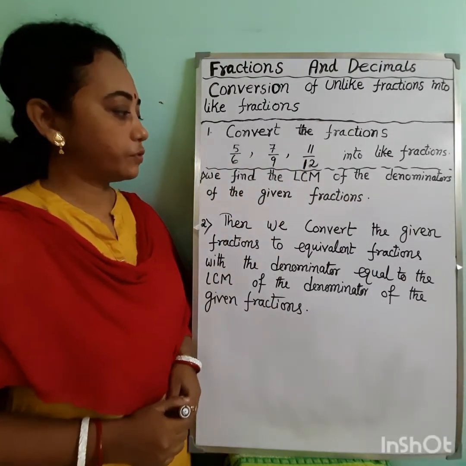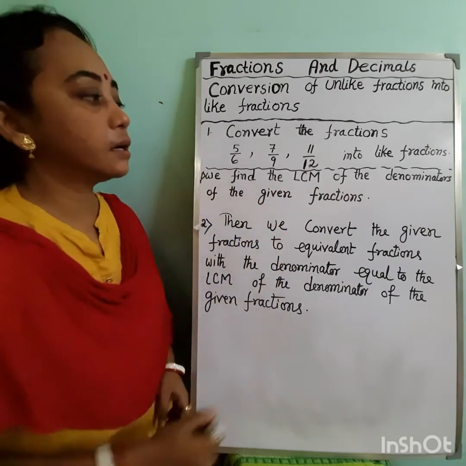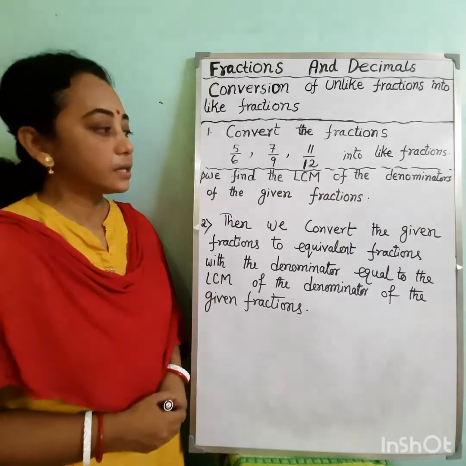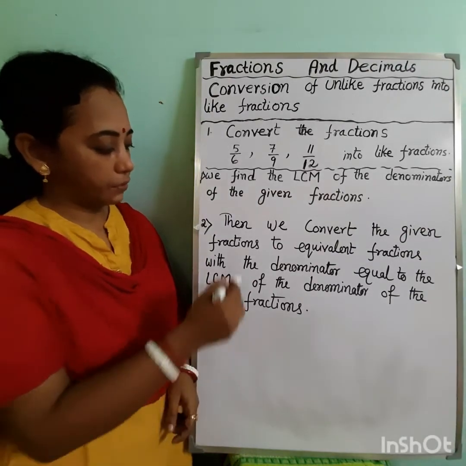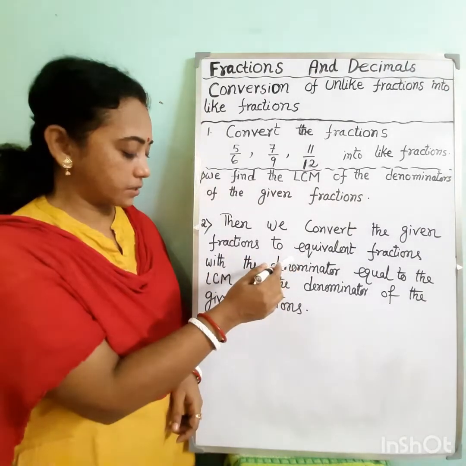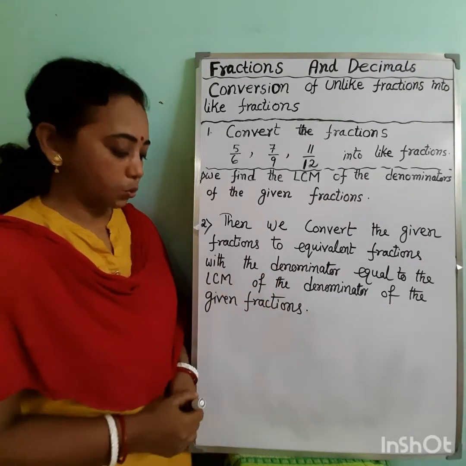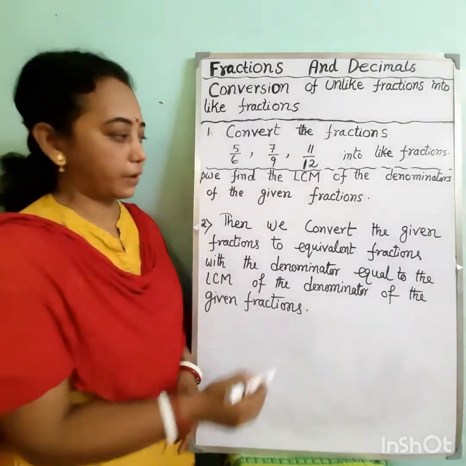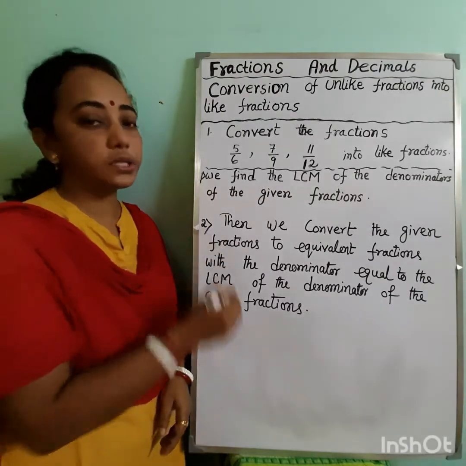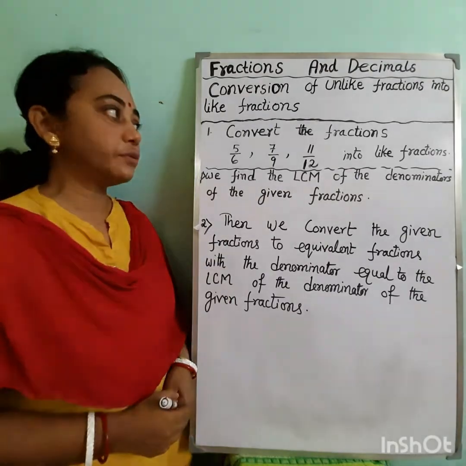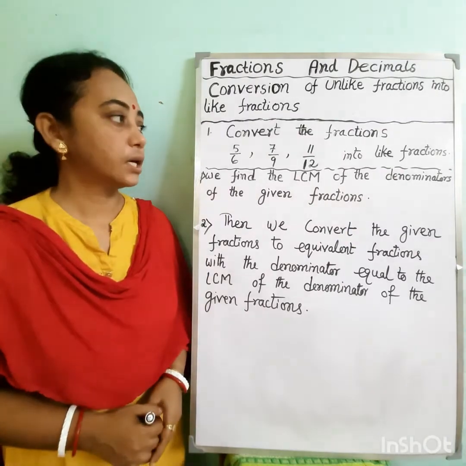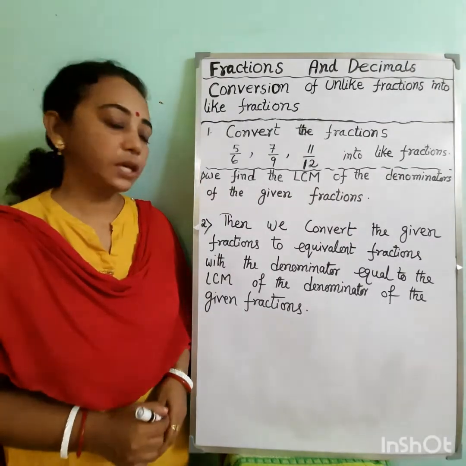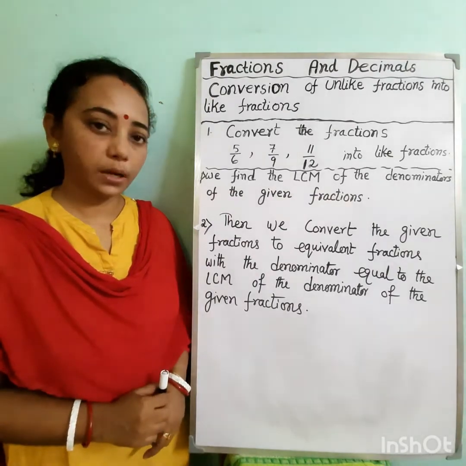Now first we find the LCM of the denominators of the given fractions. Then we convert the given fractions to equivalent fractions with the denominator equal to the LCM of the denominators of the given fractions. So these two steps we will follow to convert the given unlike fractions into like fractions. So let's begin with the solution of the given question.